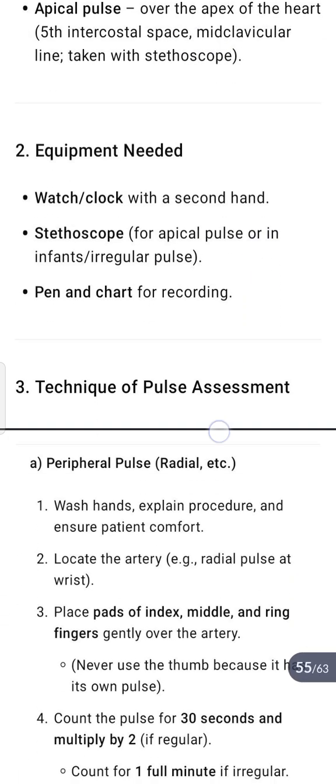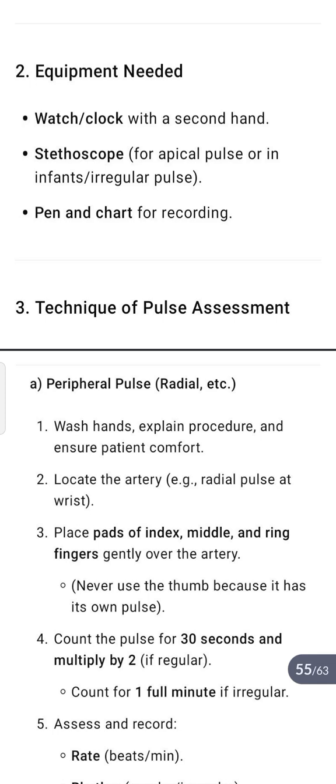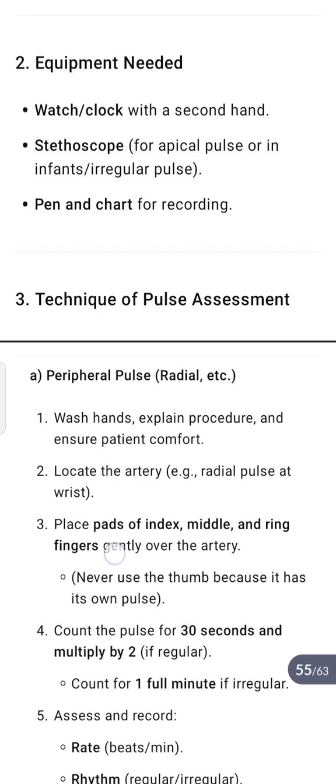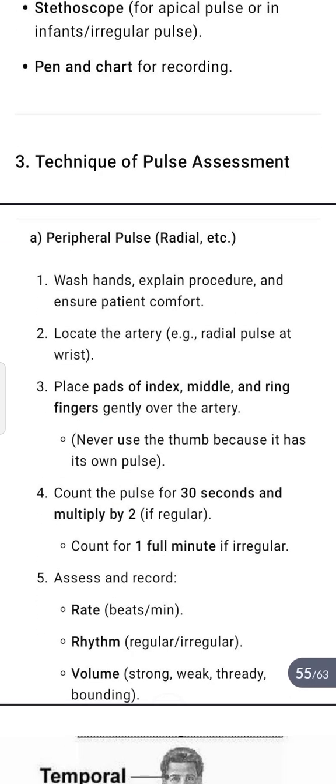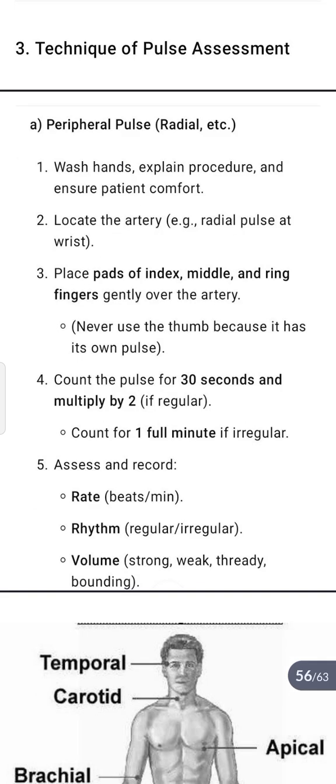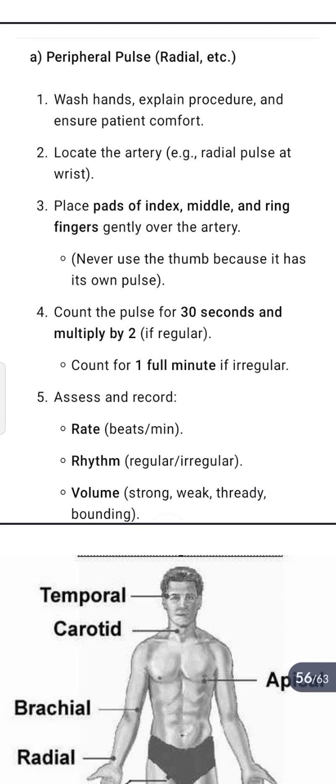Now let's see the equipment needed. We need a watch or clock with a second hand, a stethoscope for apical pulse or in infants or irregular pulse, and a pen and chart for recording. Now let's see the techniques of pulse assessment. For peripheral pulse, we have to wash hands and explain the procedure to the patient and ensure patient comfort. Then we locate the artery, for example the radial pulse at the wrist. Then we place the pads of the index, middle and ring fingers gently over the artery.